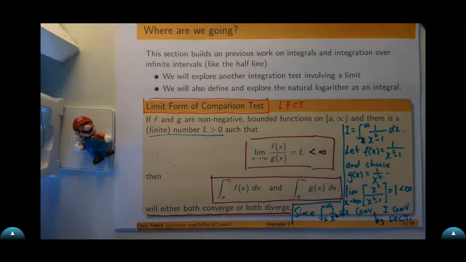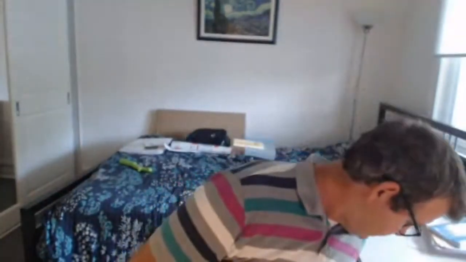Okay, so let me just go through that again. You're given some sort of integral. You have to choose a second integral, and you know that it converges or diverges. And then you look at the limit. If the limit's finite, then the second integral and the first integral have the same behavior.